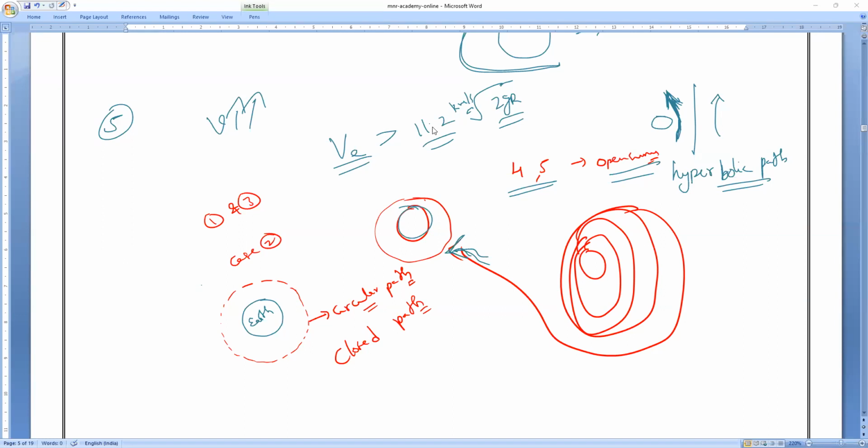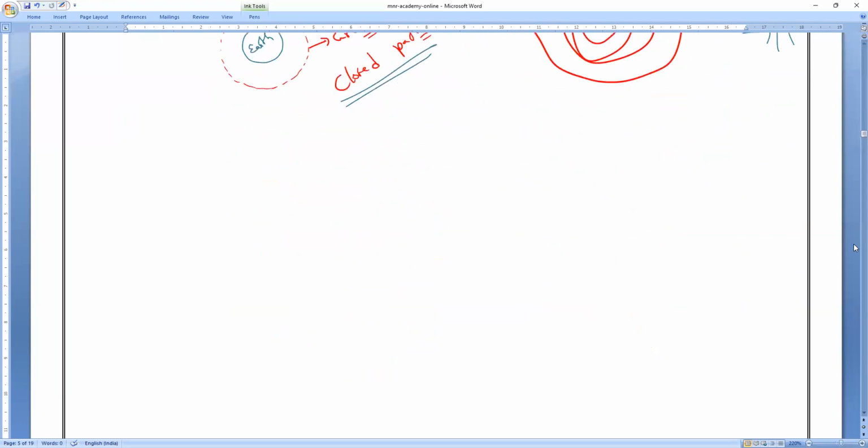So, if you want to make satellites revolve around the Earth, we need a closed path. It's not that we need open curves, like a parabolic curve or a hyperbolic curve. Clear? So now, if I take a satellite which is revolving around the Earth.